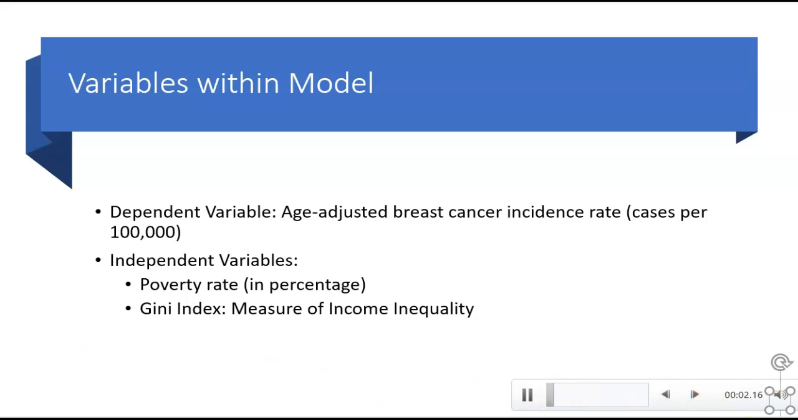As I mentioned earlier, we're going to be constructing an OLS model, a fairly basic model, just for the purposes of our demonstration here, with our dependent variable being the age-adjusted breast cancer incidence rate with cases per 100,000, and two independent variables that from the literature have shown to be fairly strong or important predictors of this dependent variable, and that's the poverty rate in percentage and the Gini index, which is a measure of income inequality.